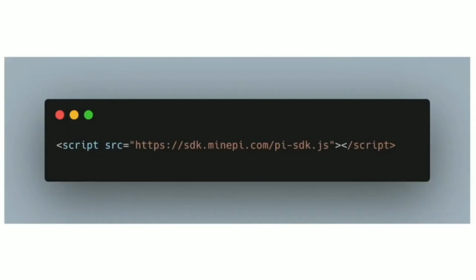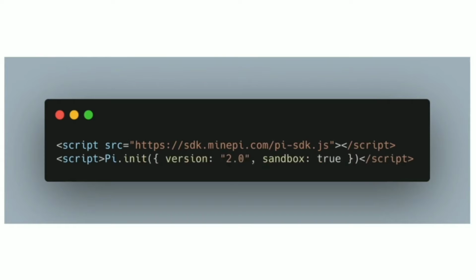To use Pi SDK, you need to add the SDK script tag to your frontend. Then you need to call the init function to initialize the SDK. You need to specify the version to ensure compatibility with future SDK releases. As of now, version 2.0 is the latest, so we put 2.0 here. And sandbox flag to be true, which I'm going to talk about in a minute.